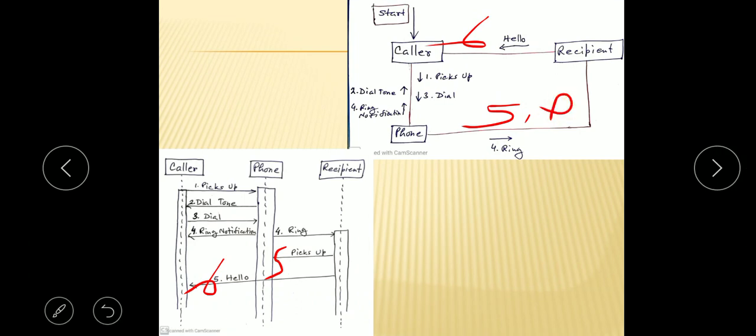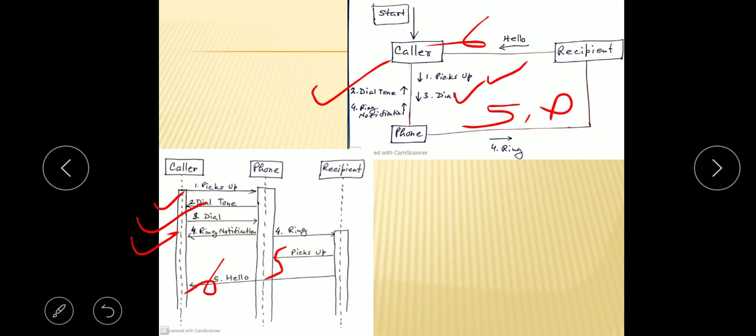I hope you can understand. At number 1, caller to phone picks up. Okay, just here in this collaboration diagram also just check, picks up is there at number 1. After that here number 2 dial tone from phone to caller, here also dial tone from phone to caller. Then number 3 dial from caller to phone, number 3 dial from caller to phone in collaboration diagram also. Then at number 4 it is ring notification from phone to caller.